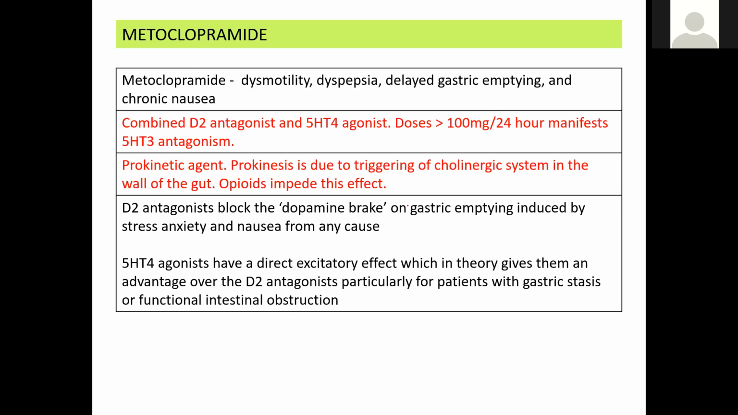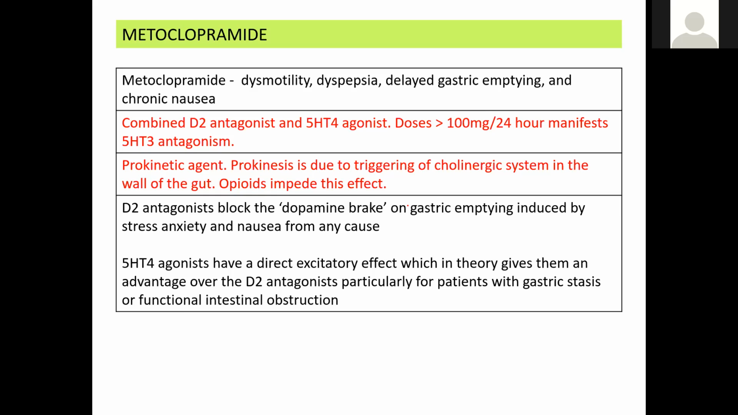So we'll just go through each drug that we use. Very commonly used drugs only, not all the drugs, just the commonly used drugs in palliative care. The most commonly used drug I would say would be metoclopramide. It is usually used in decreased motility because it is a prokinetic. Prokinetic means it increases the movement. So whenever you suspect decreased movement or delayed gastric emptying, then you can use metoclopramide.